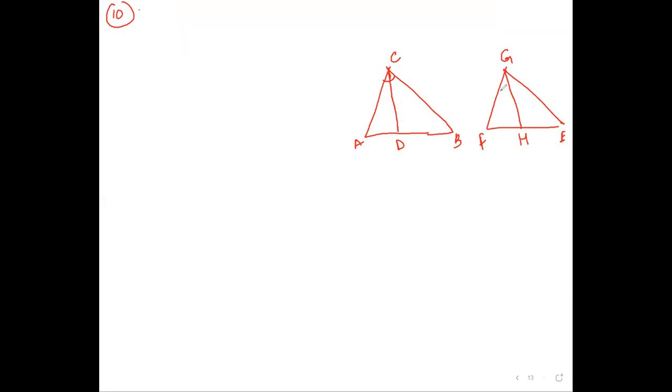If triangles are similar, show that. So it is given that triangle ABC is similar to triangle FEG, right? Now look here one thing. Because it was already given in the question that this is similar to FEG, that means angle A is equal to angle F, right?